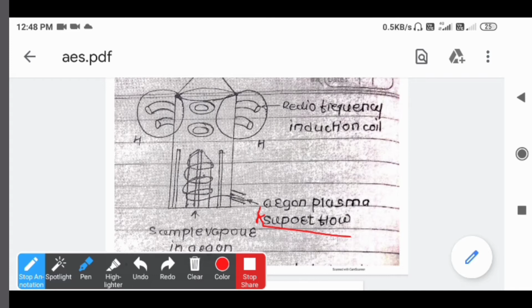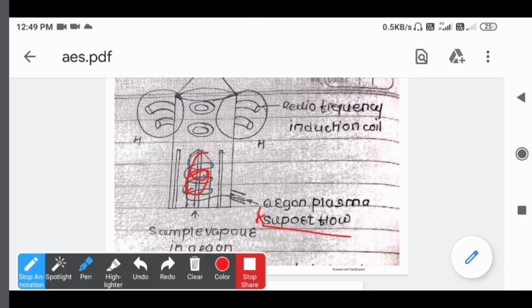Generally we use the concentric glass nebulizer. Here we have shown something. The concentric glass nebulizer is used as a sample introduction chamber, or sometimes an electrothermal atomizer can also be used. So there are two ways by which we can introduce the sample into this ICP source. Which are those two techniques? First is the concentric glass nebulizer, and another one is the electrothermal atomizer.